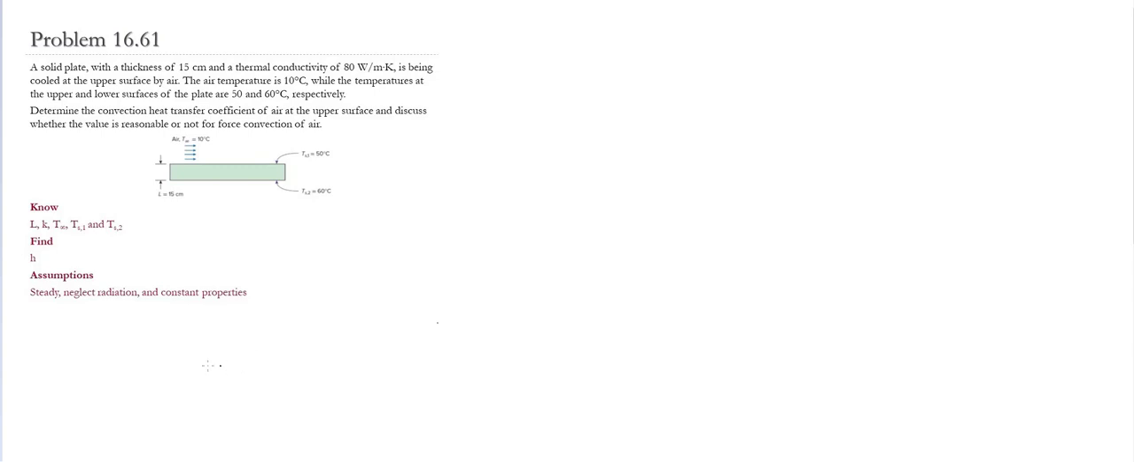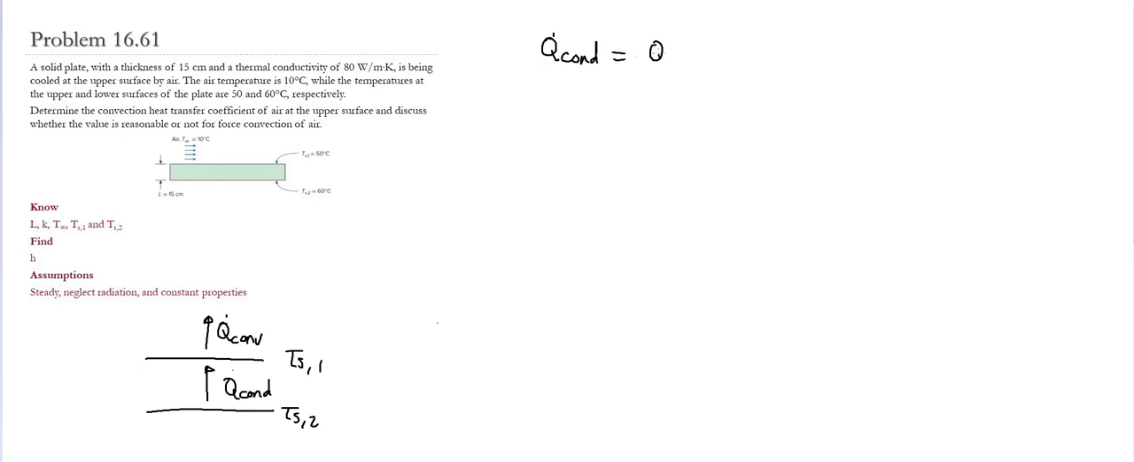Looking at this problem, we have two modes of heat transfer. So if this is the plate, this is maintained at TS2 and this is TS1. Between these two surfaces, there is going to be conduction. And then at the upper surface, there is going to be convection. For conservation of energy, the amount of energy that is conducted inside of the plate has to be equal to the amount of convection that is lost from the plate to the environment.